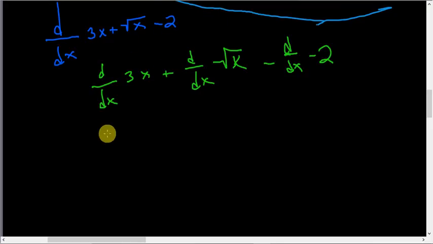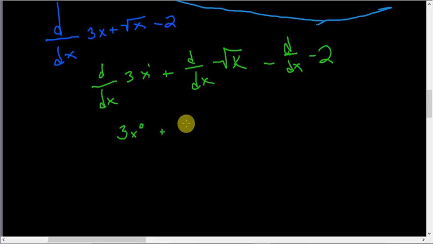Alright, so you take the derivative with respect to x of 3x. Remember, this is really just x to the 1. So we get 3, right? You drop this down, multiply it, it's just 3, decrement it, it's x to the 0. I could write that and then I'll simplify it later. It's x to the 0, and that's just 1. 3 times 1 again is just 3.